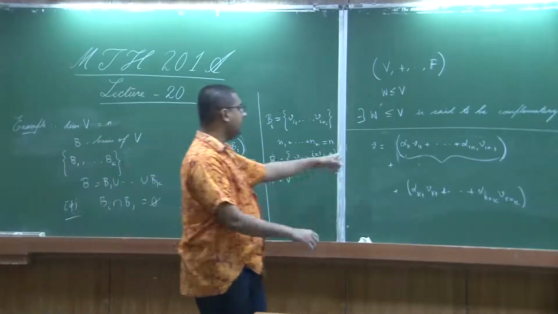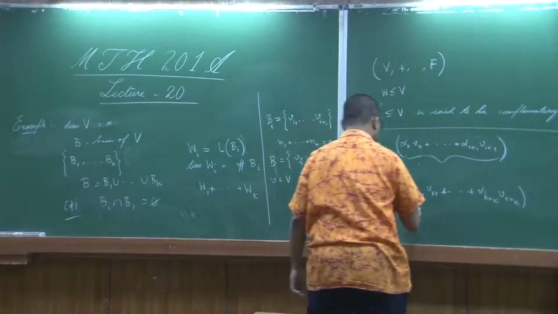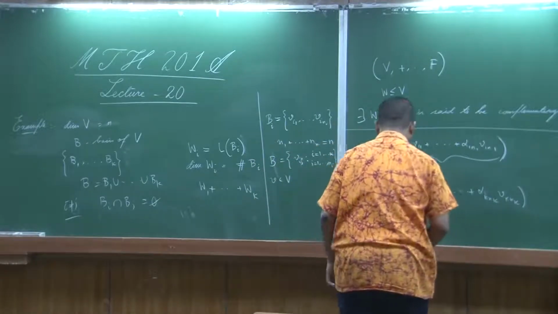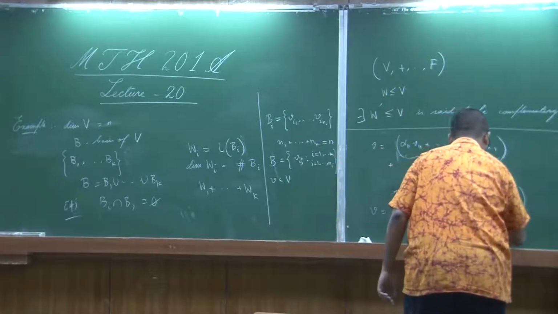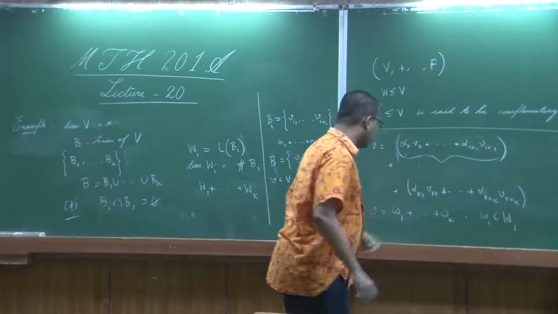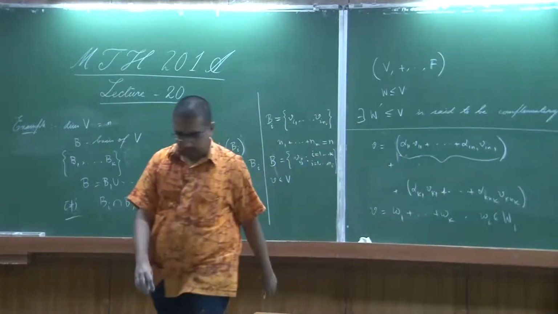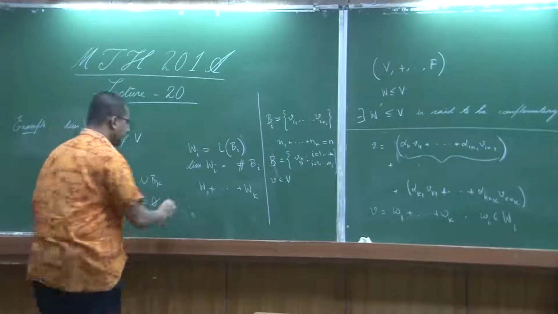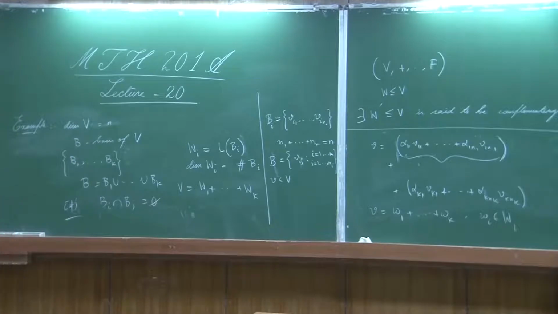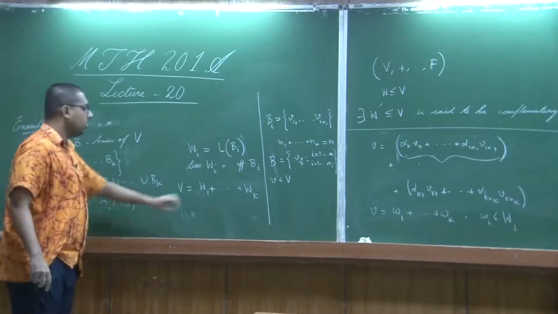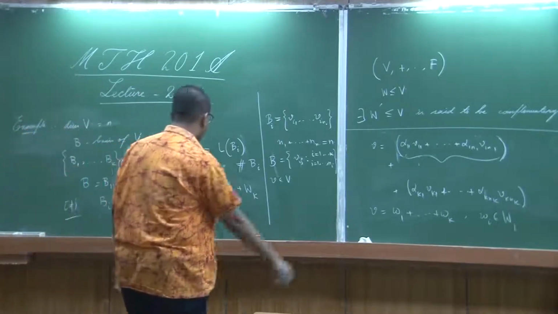So, any vector V can be written like this as a sum of W1 up to Wk, where each W_i is in capital W_i. Here, for example, W1 is this. Thus it shows that the sum is nothing but the whole of V. So, as a subspace the sum is V, but the interesting point is that the sum is direct as well. Why? That is very easy to see.